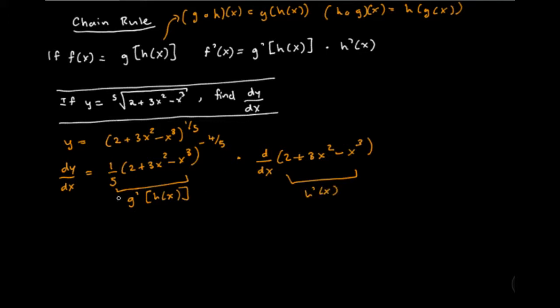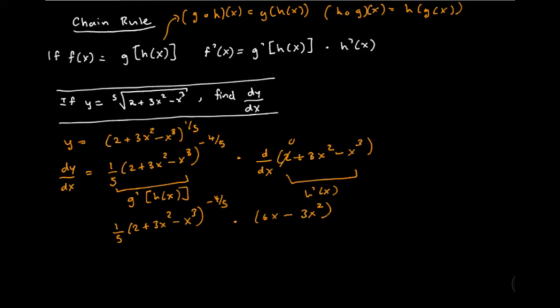Okay, so you're going to keep this guy completely constant. I'm just going to work with this now, and then what you're going to get here is 1/5 times (2 + 3x^2 - x^3) to the power -4/5, times, if I do the derivative of these terms separately, this is 0. This is going to give you 6x - 3x^2. Okay?